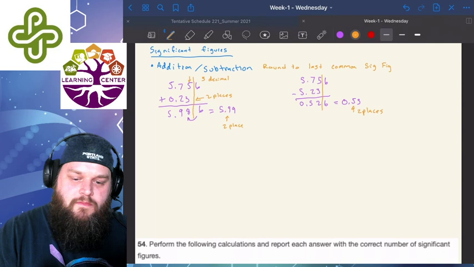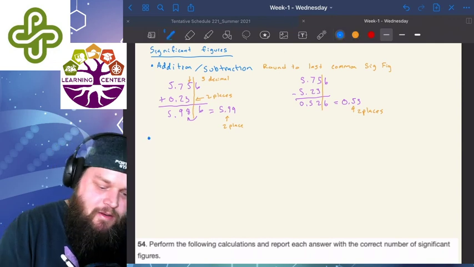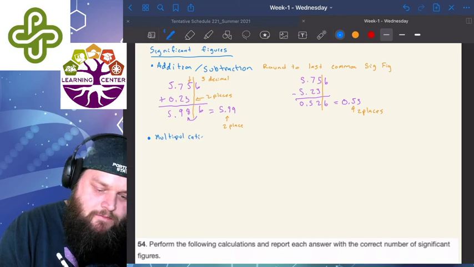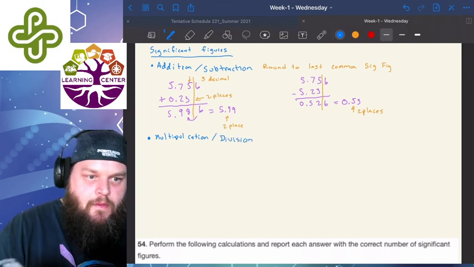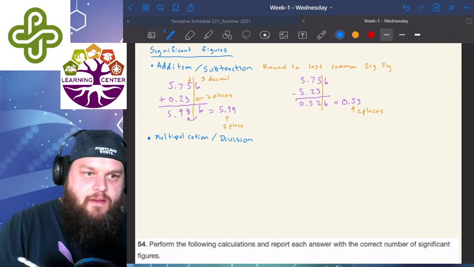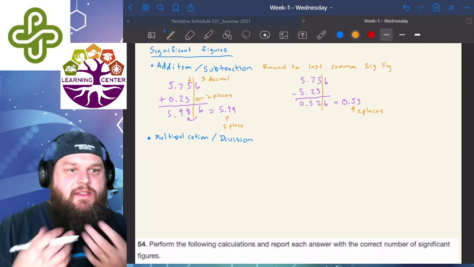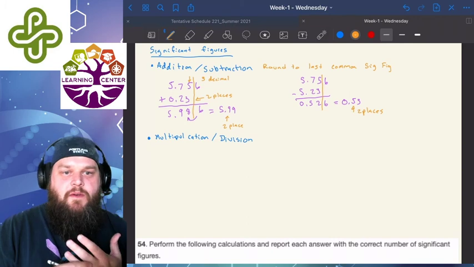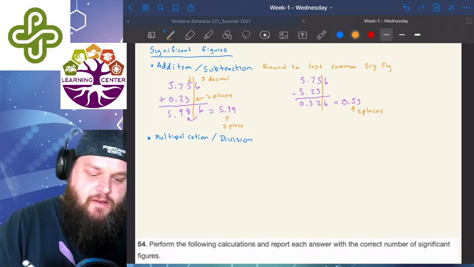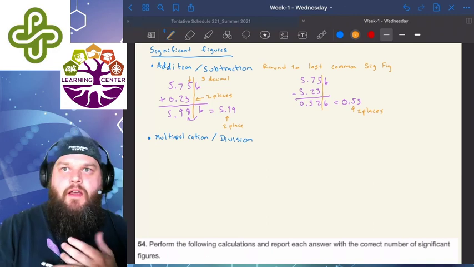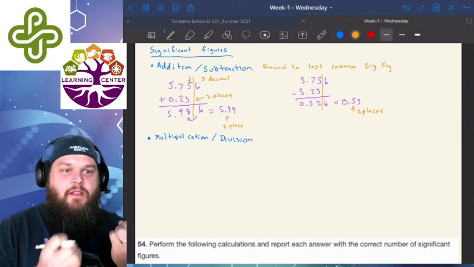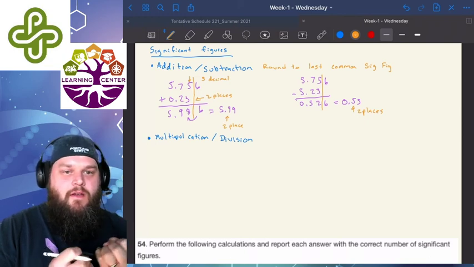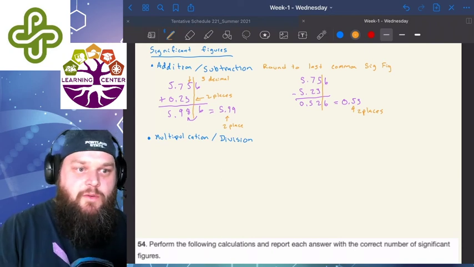For multiplication and division, which is the other type that we're going to be dealing with, the answer should use the sig figs corresponding to the factor with the least amount of sig figs. So what does that mean? That means if you're multiplying a number with 2 sig figs times a number with 3 sig figs, your answer is going to be 2 sig figs. The lower amount of significant figures, that's what you're going to round your answer to.